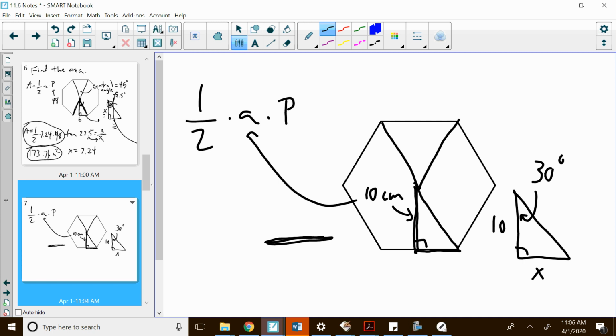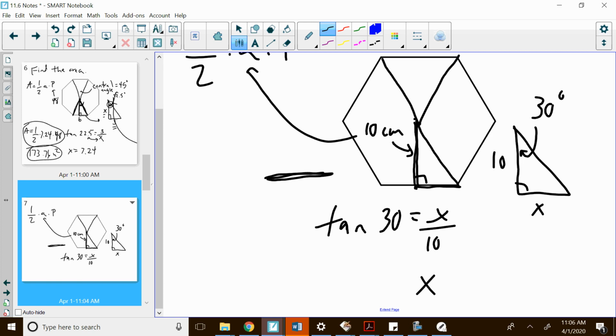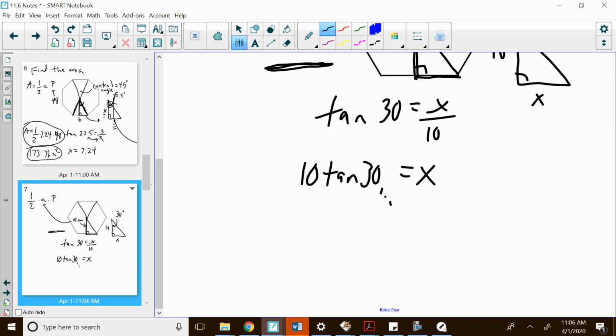Okay, you can either use 30, 60, 90 rules, or it might be easier just to use trig here and write it as a decimal. This is also a tangent function. The tangent of 30 equals x over 10. So x then would equal 10 tangent of 30, which is 10 times the tangent of 30, is 5.77, and so on.